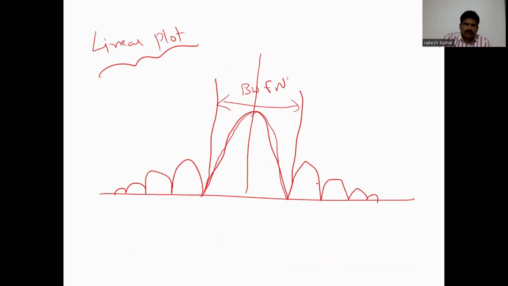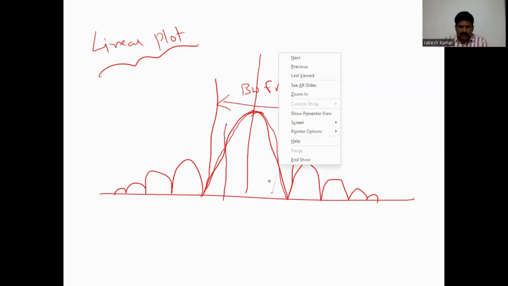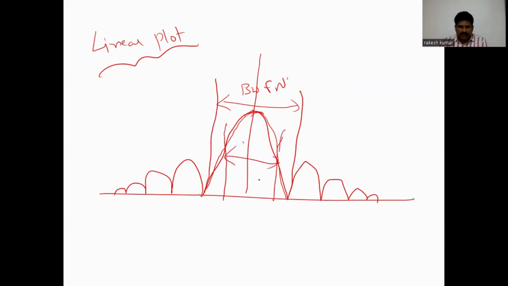For example, the angle subtended here is the half power beamwidth. This is the maximum power, and this is the point where the power has fallen to half of the maximum. So this angle is nothing but the half power beamwidth. There is an approximate relation between half power beamwidth and beamwidth between first nulls. This is very, very important.